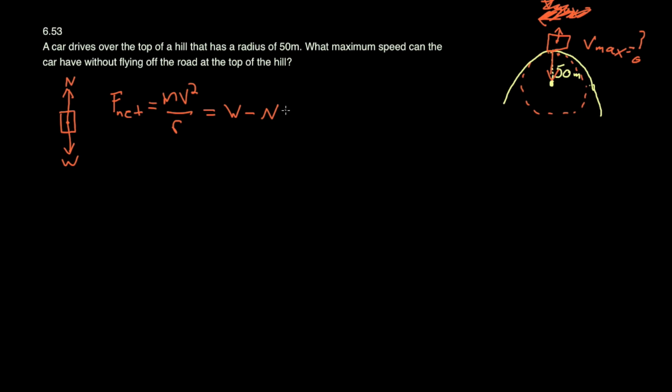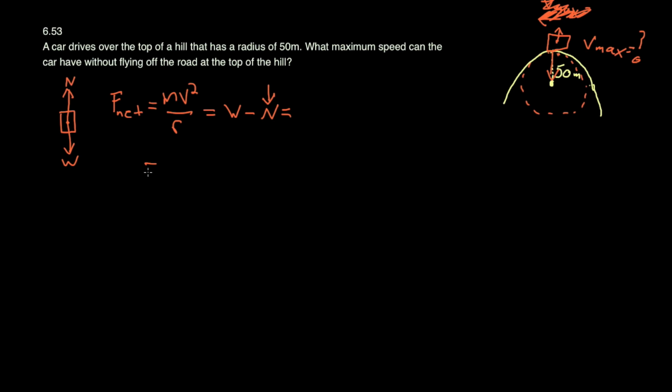Okay. Another thing we're looking at here is that we're looking for the maximum speed that the car can have without flying off the road. As soon as it flies off the road, at that moment when it loses contact with the road, the normal force has to be 0, because it's no longer in contact with the road. So we want to find that exact moment when the car loses contact with the road. By setting the normal force equal to 0, which means the tires are no longer connected to the road at that specific moment, we can find the maximum speed.